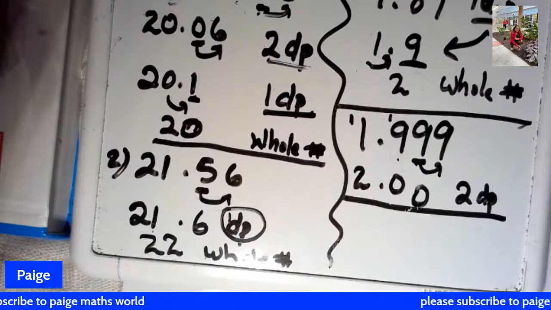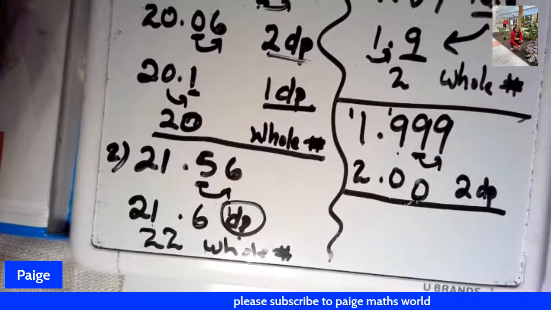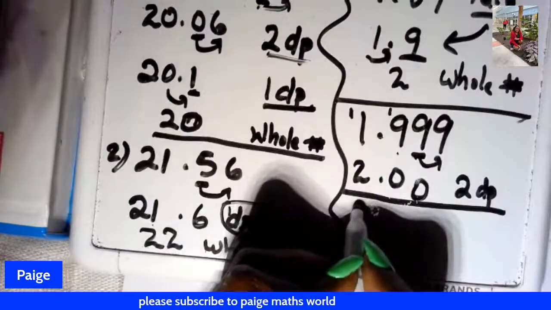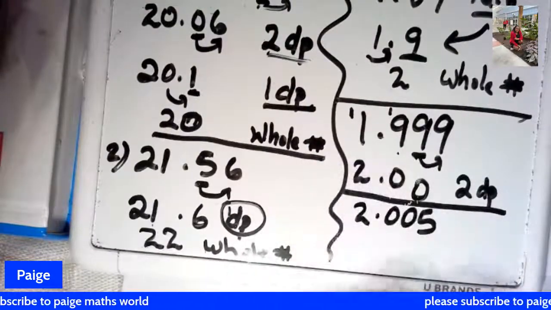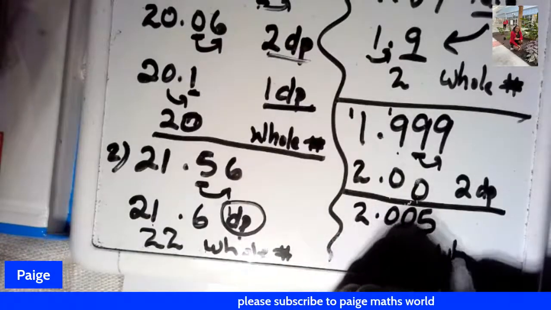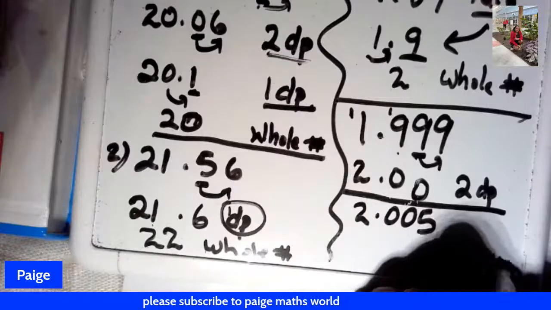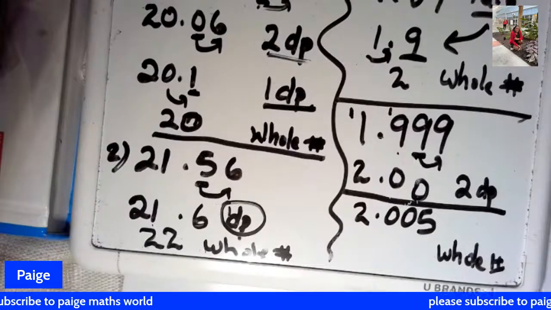All right. So yes. Let us see if we're thinking. Round this off to the nearest whole number for me, everybody. 2.005 to the nearest whole number.